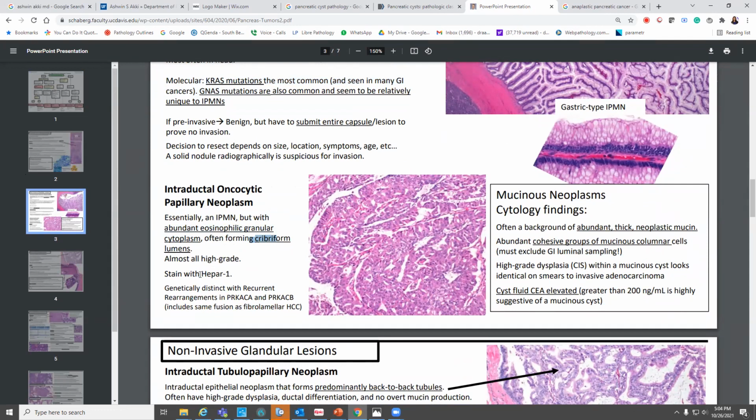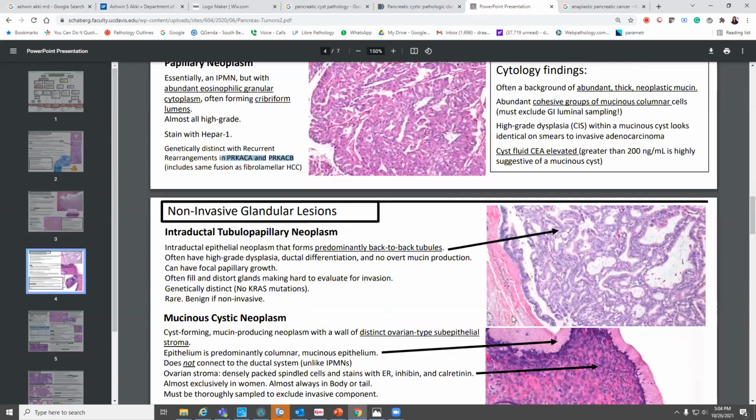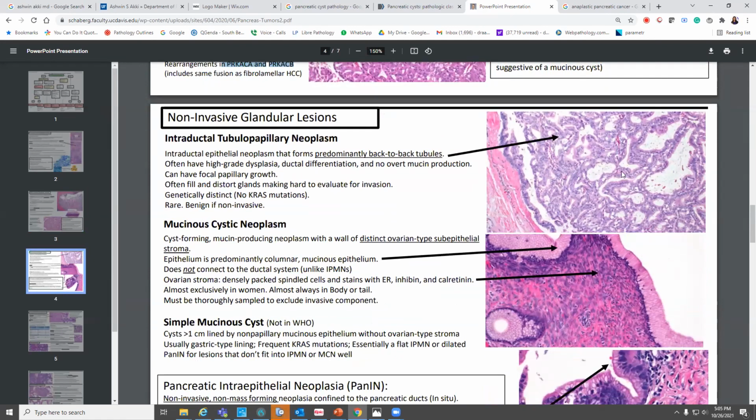They will stain with Hep Par, and it looked like the staining for Hep Par is positive. And then rearrangement in PRKACA, and this is more for the pancreatic pathologists. Cytology, I'm not going to go into detail. Then intraductal tubulopapillary looks like tubulopapillary, back-to-back tubules, and there will be no KRAS mutations. It's rare and benign if non-invasive.